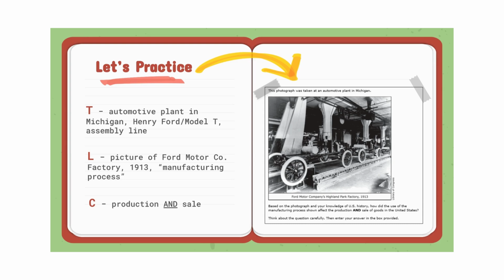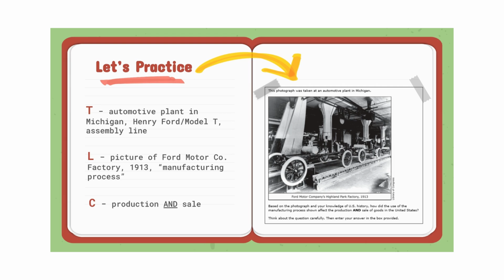Next, we proceed to the L, and we look for a stimulus to review as well as any other key information provided. We noted that a picture is provided of a Ford Motor Company factory in 1913. Additionally, the question itself mentions the term manufacturing process, which must be important for us to think about. Please pause the video, look for key information, and record your thinking on your chart.